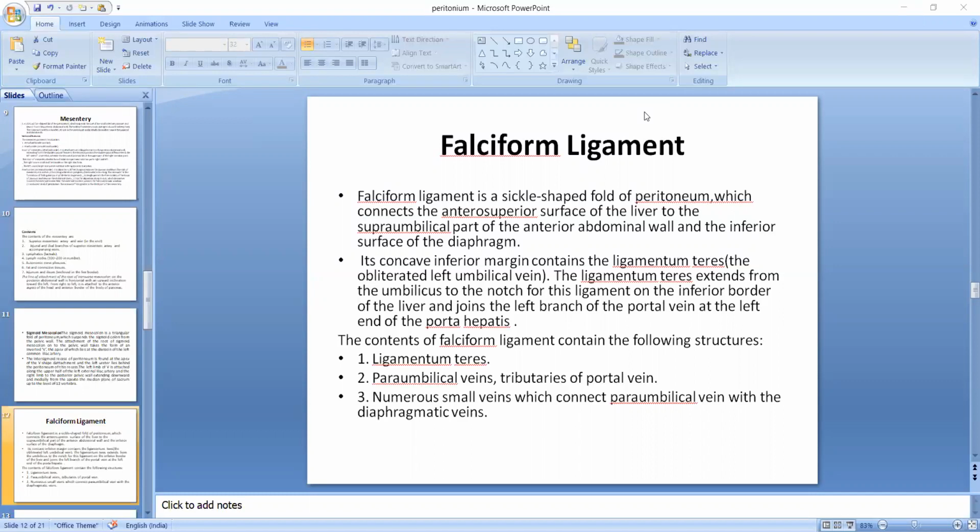The falciform ligament contains these structures: ligamentum teres, paraumbilical veins, and numerous small veins which connect the paraumbilical vein with the diaphragmatic veins.